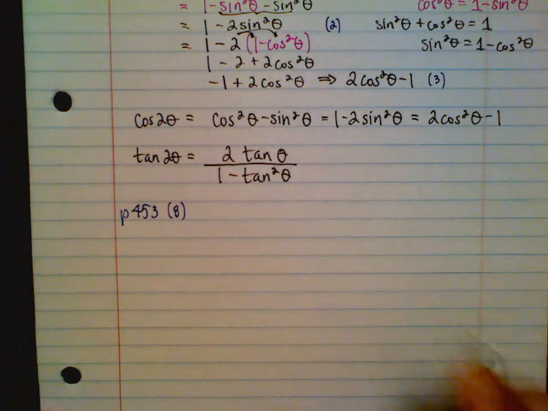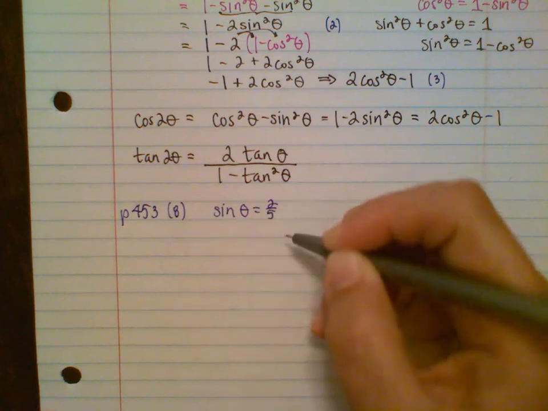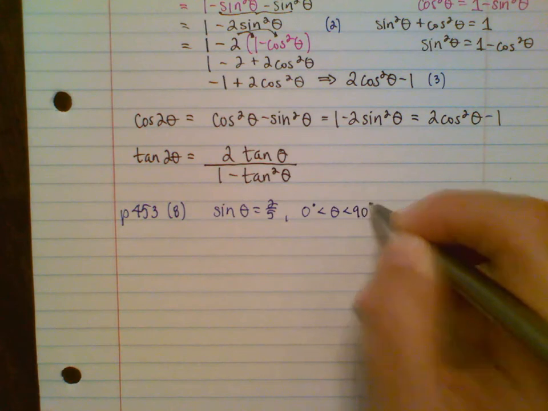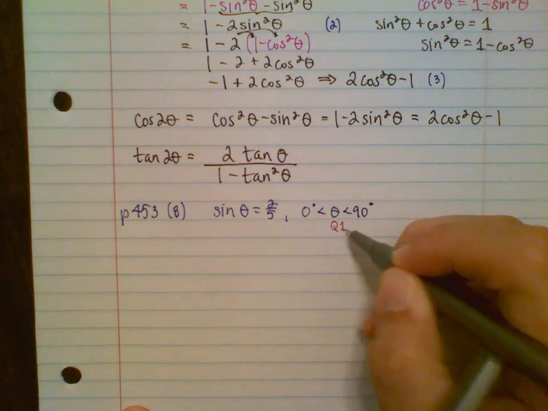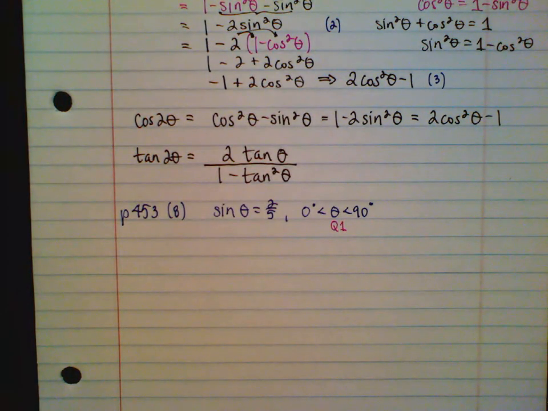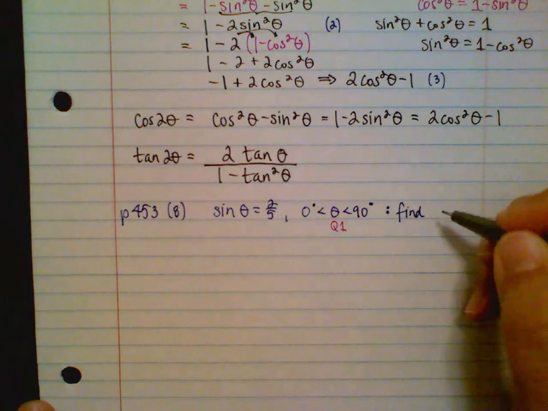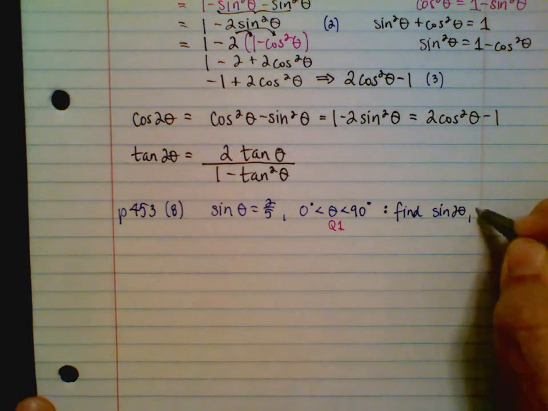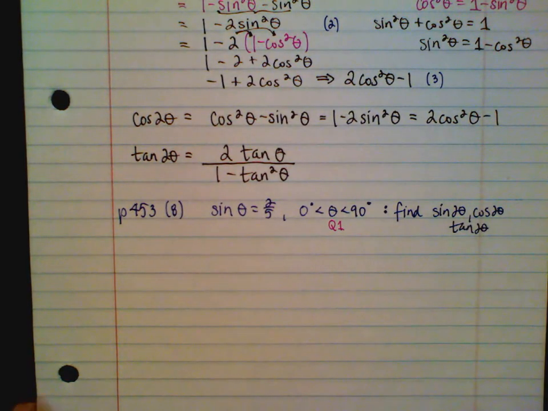All right. If the sine of theta is 2/5, and I have this craziness, remember what this does is this limits us to the first quadrant. This tells me I'm in quadrant 1. So my sine, my cosine, and my tangent will be positive. Okay. They want me on number 8 to find the sine of 2 theta, the cosine of 2 theta, and the tangent of 2 theta.